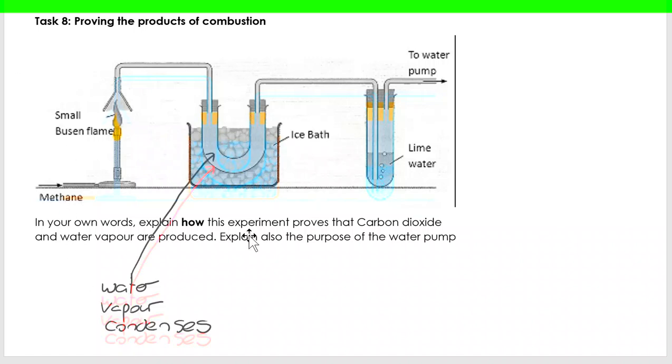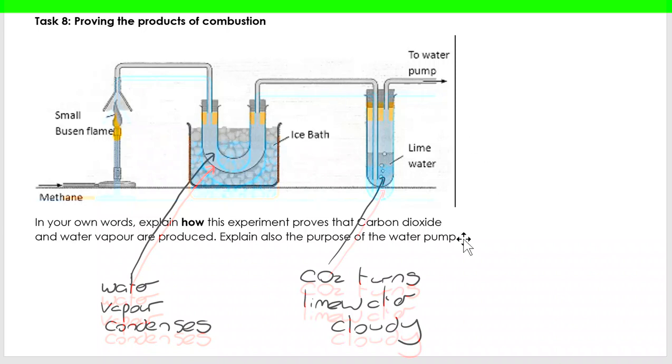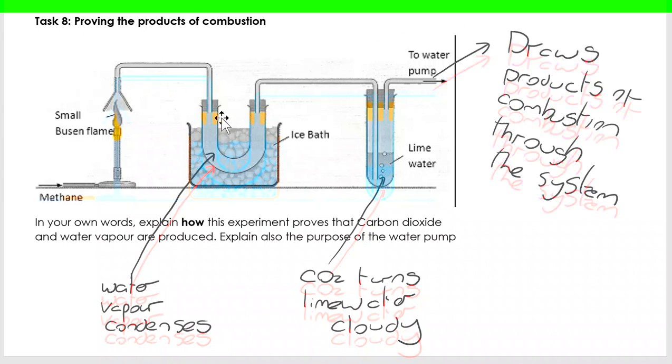So the water vapour condenses in this U-tube where it's passing through an ice bath. You could also put cobalt chloride paper in there that would turn blue to pink, and you may be familiar with that test. In terms of the carbon dioxide, we would prove its presence by bubbling it through the lime water, and the lime water would go cloudy. And the purpose of the water pump is that it will draw the products of combustion through the system.